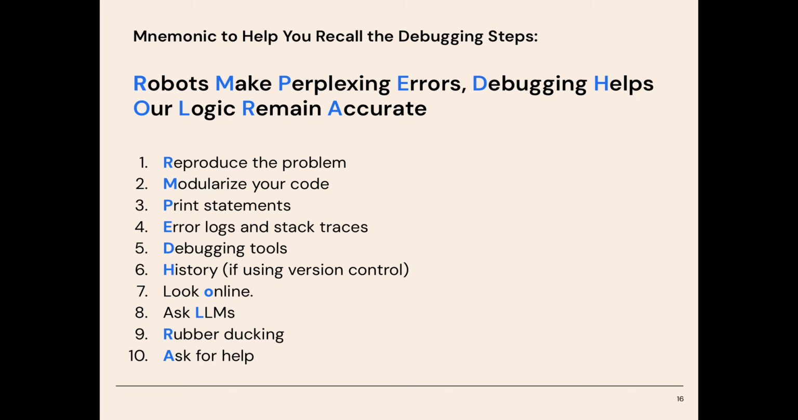Use debugging tools like PDB or others to step through the code more precisely. H is history if you're using version control. Check version control history to spot changes that may have caused the issue. O is to look online. Search for issues online because many people may have encountered the same problem and they have identified what the issue is. L is for ask LLMs, so you can ask an AI or a language model for help when you're stuck. R is rubber ducking. Talk through the problem out loud or explain it to someone else to try to figure out where you're missing something. And A is ask for help. Once you've tried everything, don't hesitate to ask for help from colleagues or online communities. This should make it even easier to recall the steps when you're actually debugging.